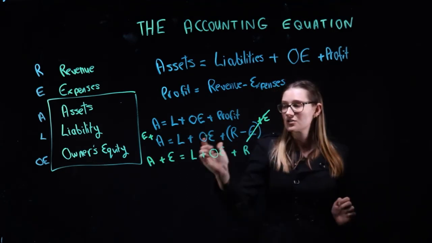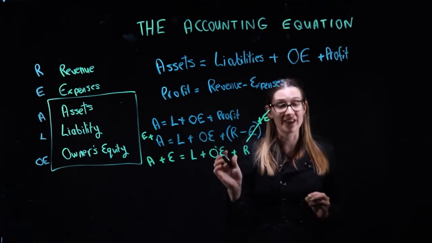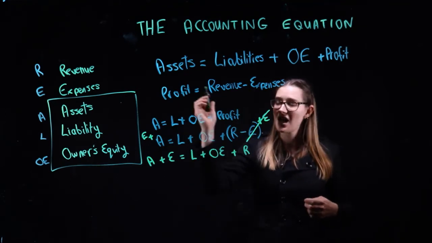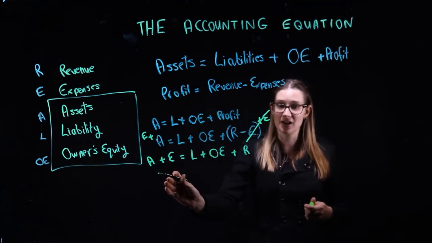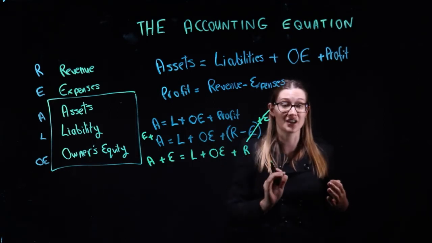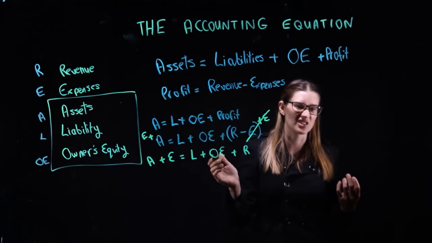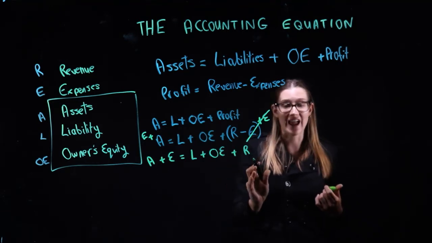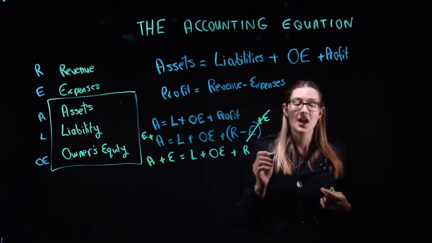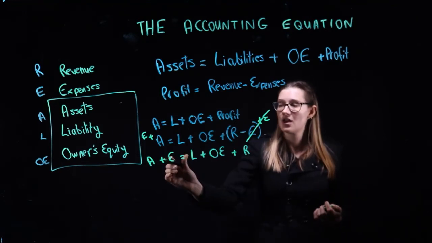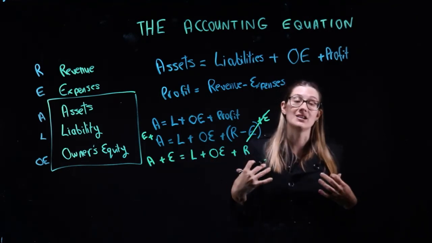And what we have now is all of our accounts on one side and the remaining accounts on the other side. So on this side, if I add up all my assets and all my expenses, the number I get there will be exactly the same as the number I should get if I add up all my liabilities, all my owner's equity accounts, there's only 2, capital and drawings, and then I add in all of my revenue. And this allows me to check the accuracy of my accounting records. Because if they don't equal, I know I've made a mistake somewhere.